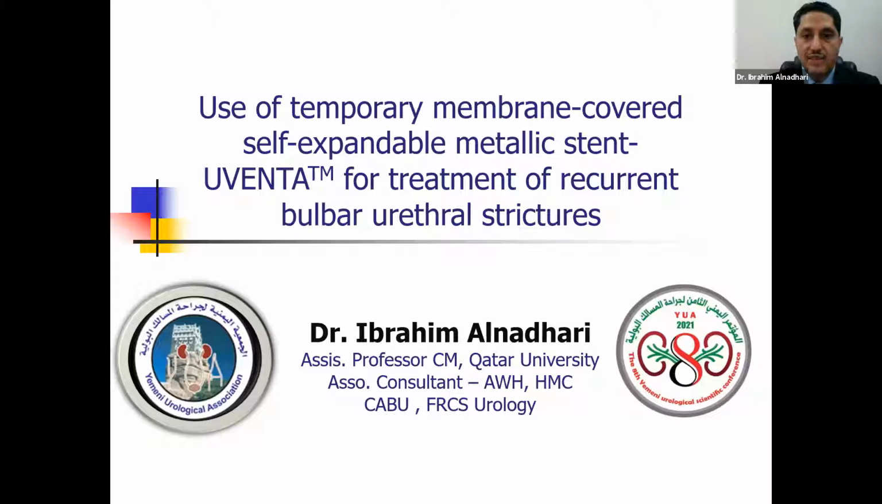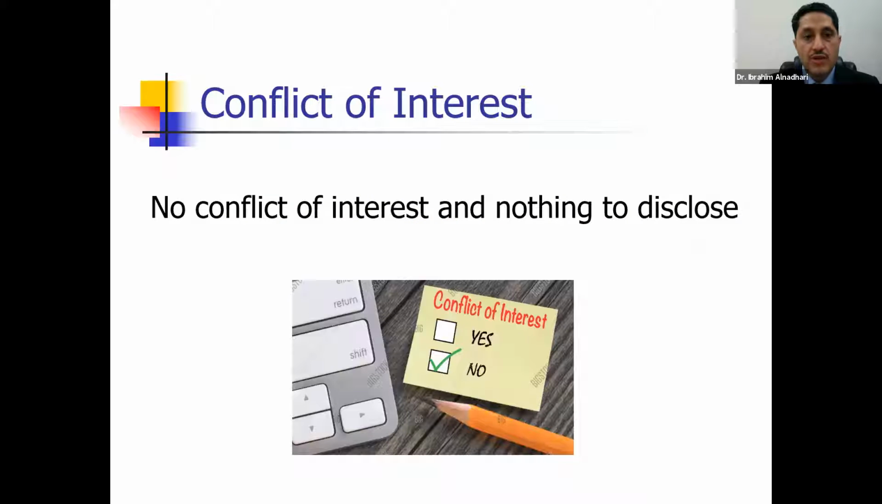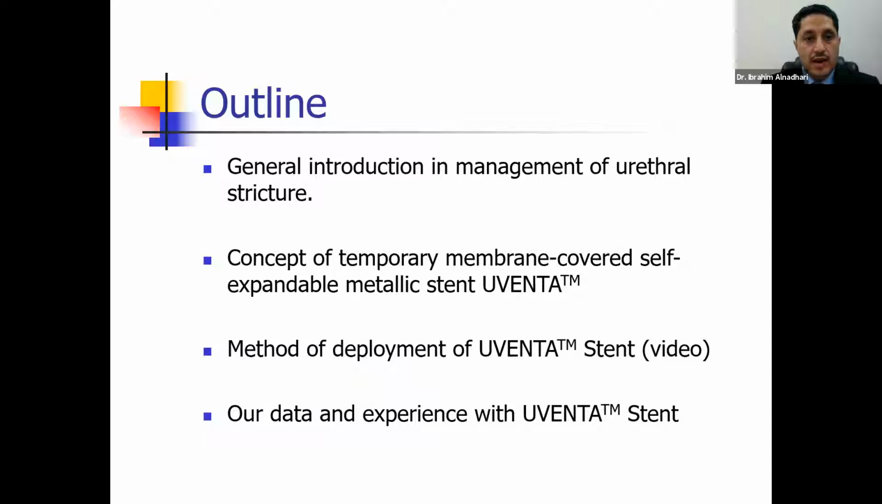Thank you very much for inviting me and also for accepting my paper in this East Yemeni Urological Conference. I will talk today about the use of temporary membrane-covered self-expandable metallic stent, called UVENTA stent, for the treatment of recurrent bulbar urethral stricture. I have nothing to disclose and no conflict of interest in this presentation.